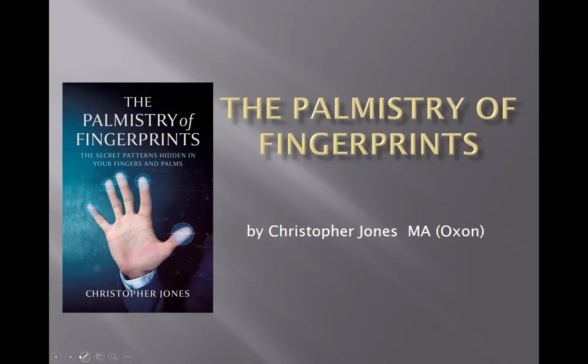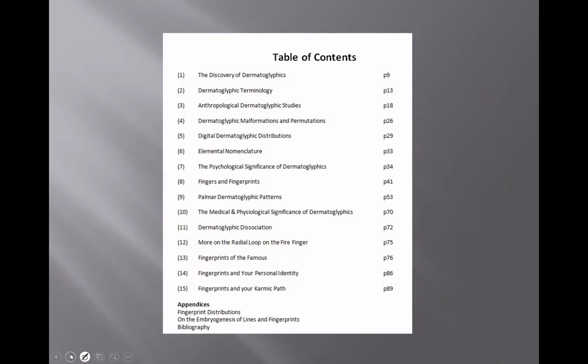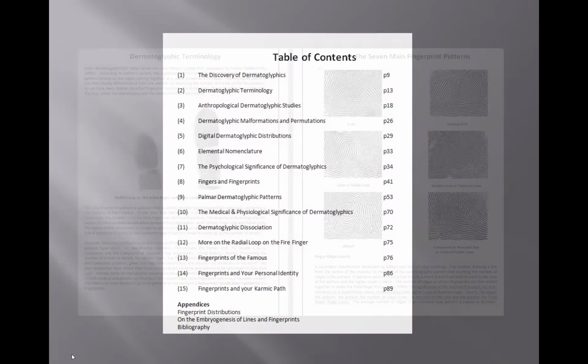The book is basically a 45,000 word dissertation on the significance of the fingerprint patterns. If I show you the table of contents, there's a little bit on the history and the terminology, which is what we've been discussing today, and the anthropological distributions of fingerprint patterns. But mainly, once I've got the scientific stuff out of the way, I'm focusing on the psychological significance of the fingerprint patterns and their significance when they're found on each of the digits.